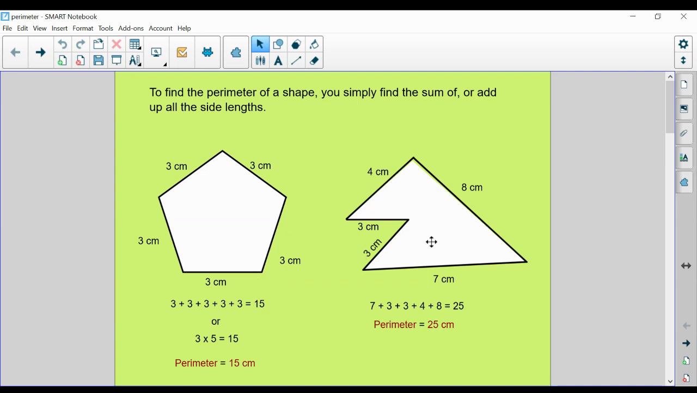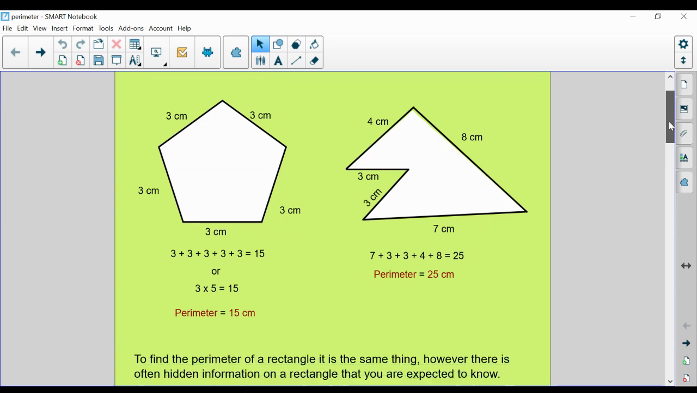Next, we have an irregular pentagon. It still has 5 sides, but they're not all the same. You can add up all the sides. It does not matter the order, and you reach your perimeter of 25 centimeters in that case.